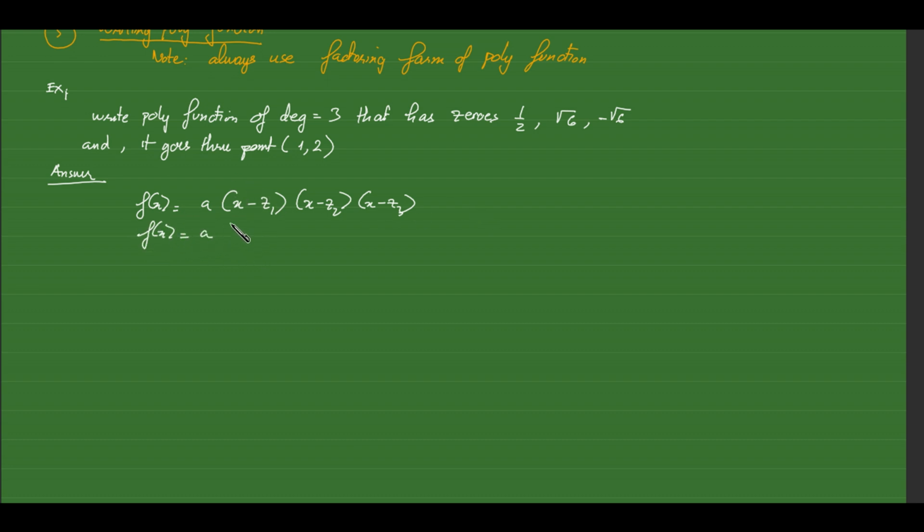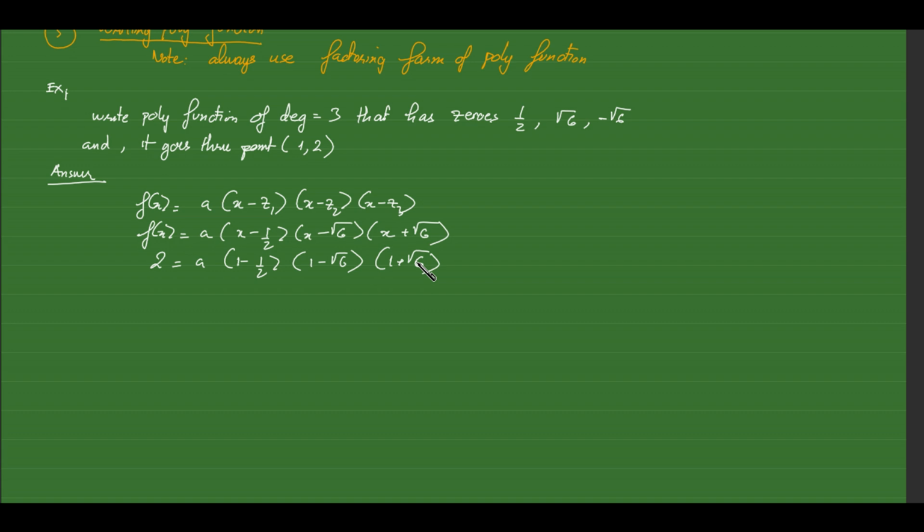Okay, so go ahead and plug them in. So they give you 3 zeros. So it will be x minus a half, x minus square root of 6, and x plus square root of 6. So our job is to find a value. So they give you 1/2 over here. Okay, so we're gonna go ahead and plug them in. So this x will be 1. This is 1 minus square root of 6 and 1 plus square root of 6.